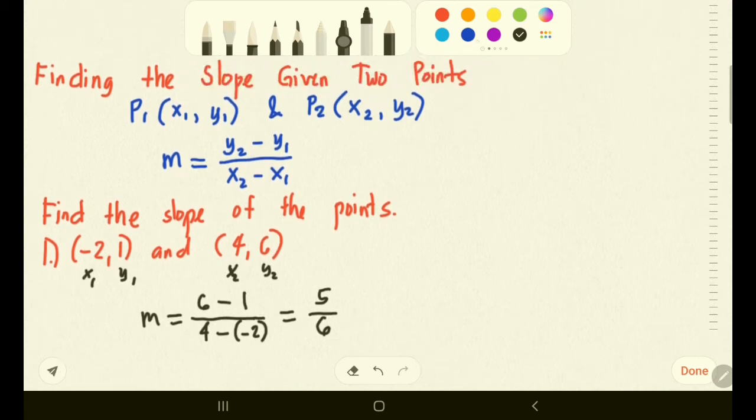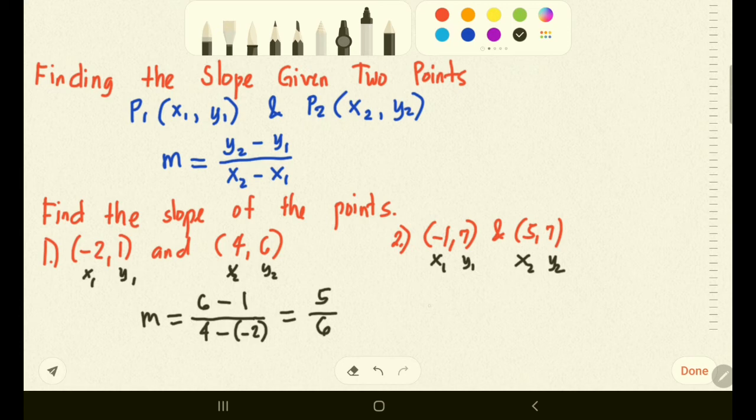Okay. How about this? You have your negative 1, 7, and 5, 7. Identify again your point 1 and point 2. So, point 1 is negative 1, 7. Point 2 is 5, 7. So, negative 1 is your x sub 1. 7 is your y sub 1. 5 is x sub 2. 7 is the y sub 2.